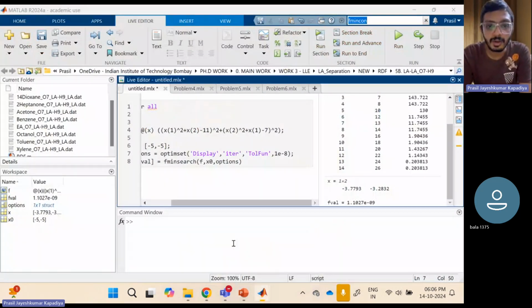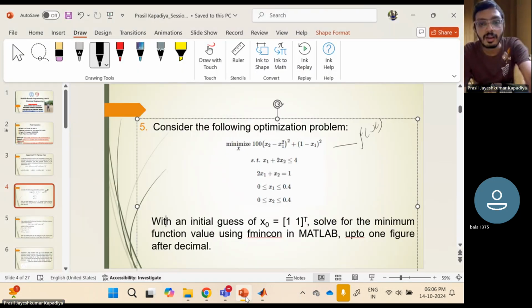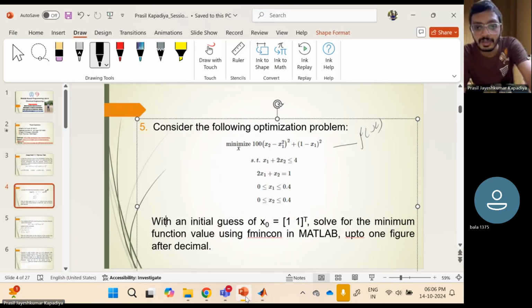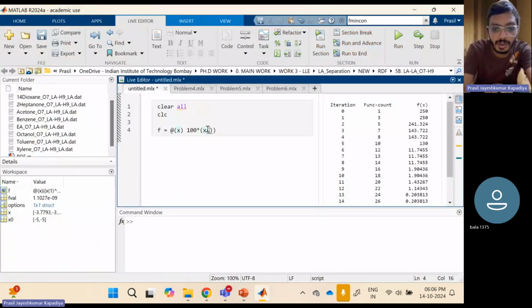So let's try to write down this thing. How can we move ahead? I can write f is equal to @(x), then 100. What is the function? 100 into (x2 minus x1 square) whole square.